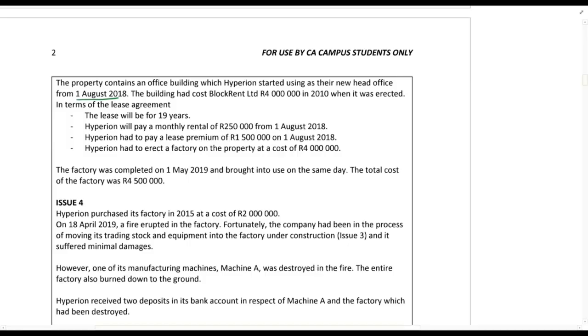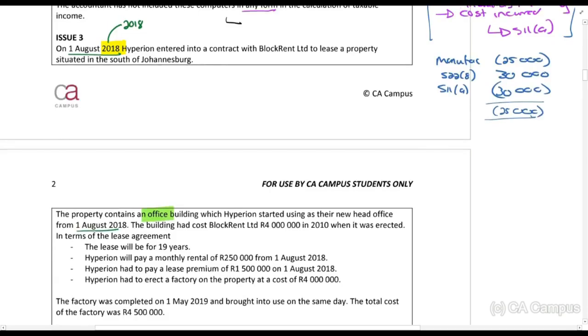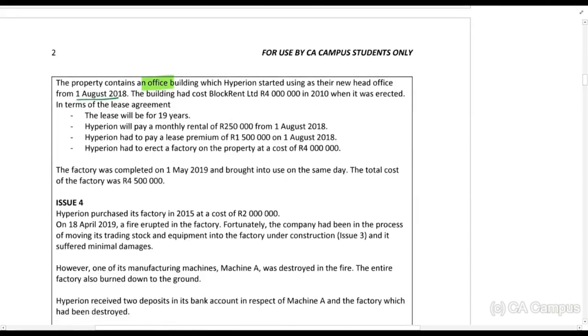So why is this important? The fact that there is already an office there which they are using means they can claim the deductions from day one. Right, the building, so they say it's a new head office. The building at a cost to Block Rent. Who's Block Rent? Block Rent is the property company we're renting from, of 4 million rands in 2010 when it was erected. So what are we going to do with that, guys?